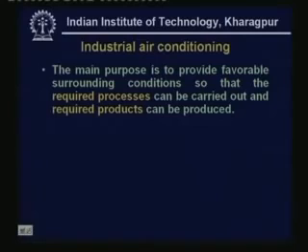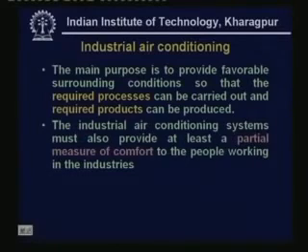Now let us look at industrial air conditioning systems. The main purpose here, as I mentioned earlier, is to provide the favorable surrounding conditions so that the required processes can be carried out and required products can be produced. Of course, the industrial air conditioning system must also provide at least a partial measure of comfort to the occupants, because typically all industries will have a lot of people working there. So you can't really look at only the product or process point of view. You also have to look at the people. That means the industrial air conditioning system should at least provide some amount of comfort to the workers so that they can work efficiently. So these are the two main objectives of any industrial air conditioning system.